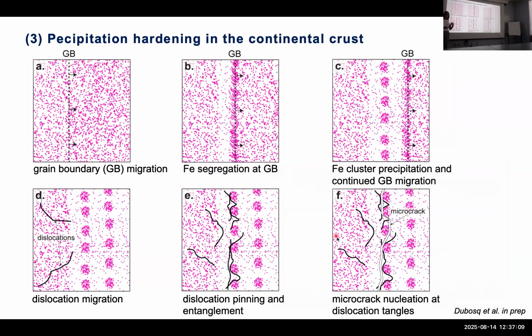And if, as in the metallic alloys, these clusters act as obstacles for dislocations, we can also get dislocation entanglement at these clusters and potentially lead to microcracking. So this hardening mechanism potentially can explain mechanical rupture in the lower crust and might be related to deep seismicity.